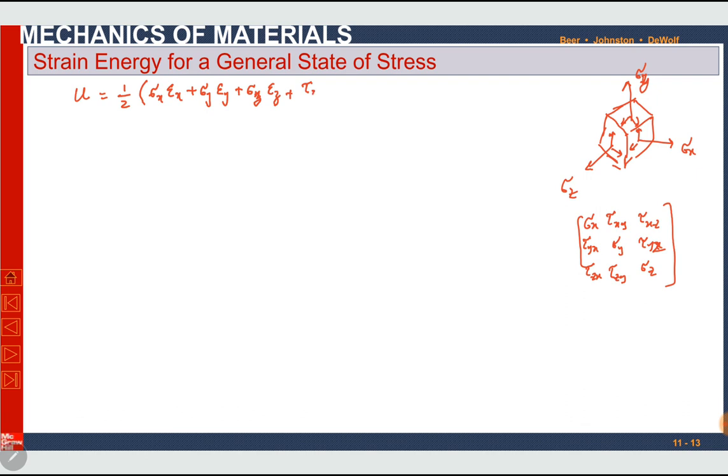Similarly, shear stress and shear strain in xy plane, shear stress and shear strain in XZ plane, and shear stress and shear strain in YZ plane. Okay, this expression can be rearranged as well, and we can rewrite it in terms of principal stresses as well. If we want to write this expression in terms of stresses only, not in terms of strains, because now it is in terms of stress and strains both, sigma and epsilon, tau and gamma.